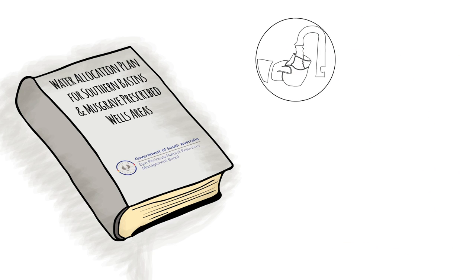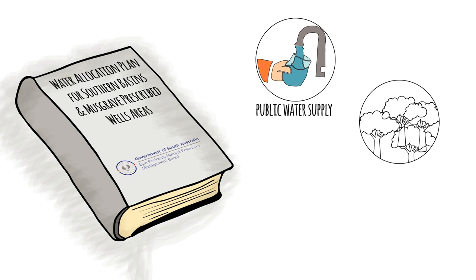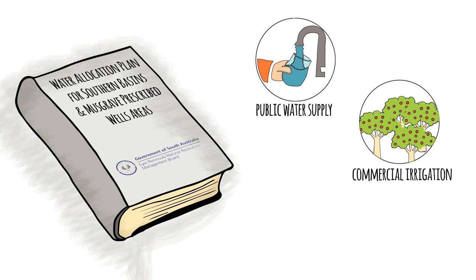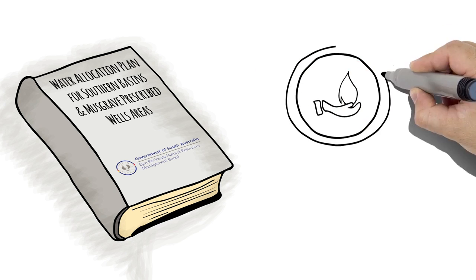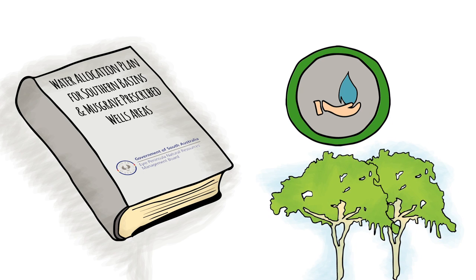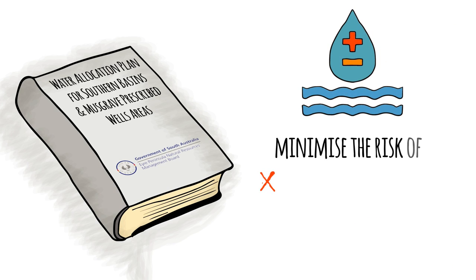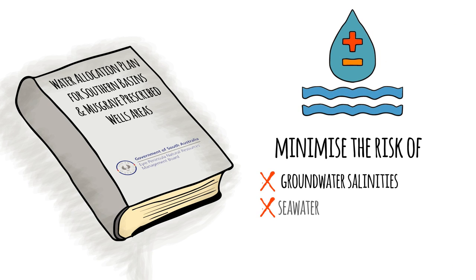The WAP allows for managing the taking and use of water for things such as public water supply, for example drinking water in our homes, commercial irrigation and mining related activities. Importantly, the WAP aims to minimise the impact of water taking on other water resources, groundwater dependent ecosystems and existing groundwater users. The WAP also aims to minimise the risk of increasing groundwater salinities and of seawater entering coastal aquifers.